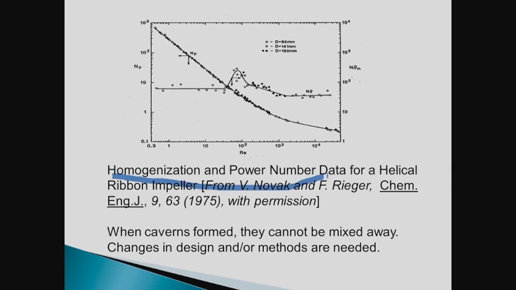This is homogenization and power number for helical ribbon. Okay, and this is from Czechoslovakian people. Very good at mixing, however. This was during the Cold War.